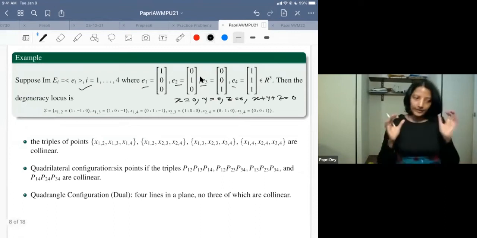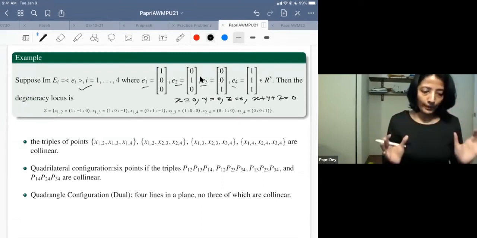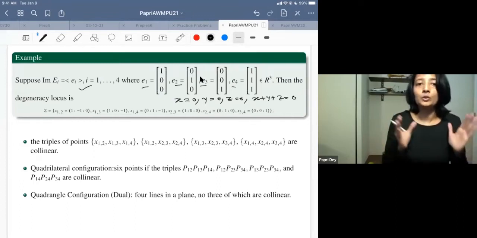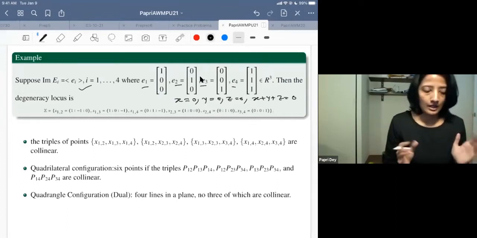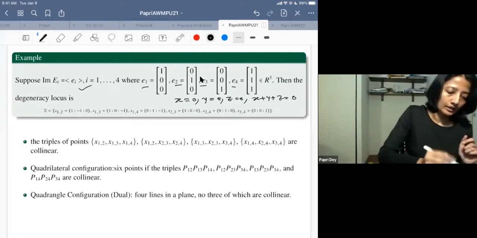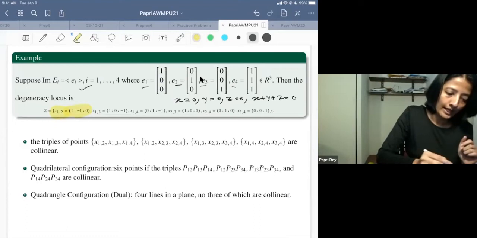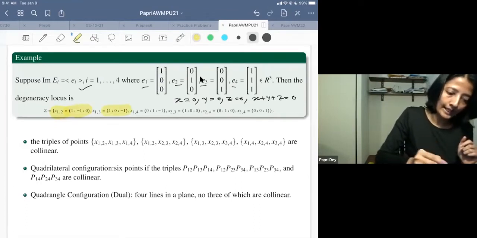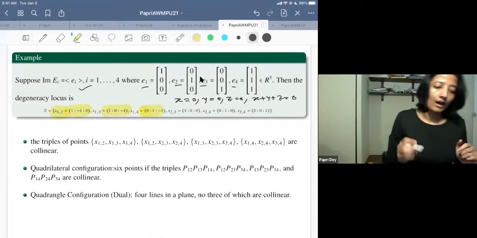Another important thing to notice is that these points are not in general position. They have special configurations. Because if you look at X12, the point (1, -1, 0), X13, (1, 0, -1), and X14, they are collinear.